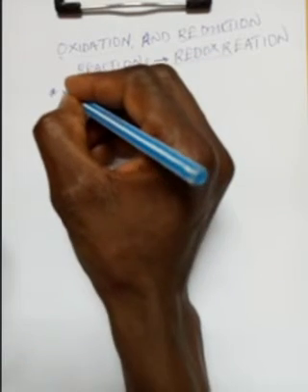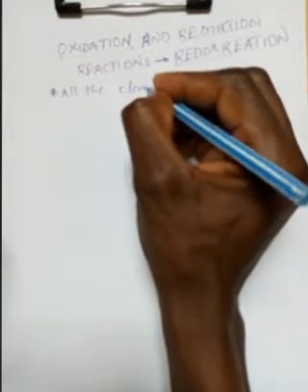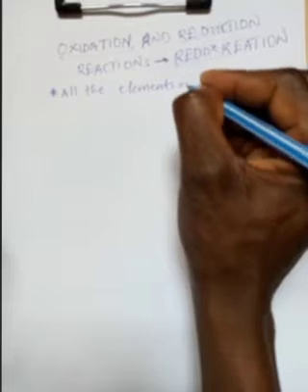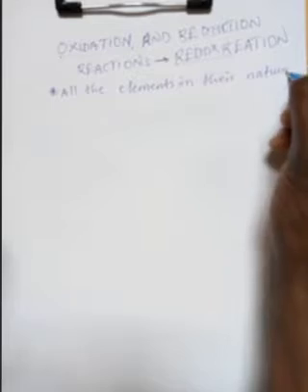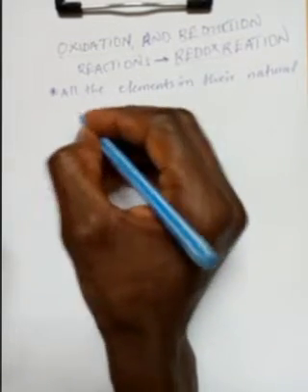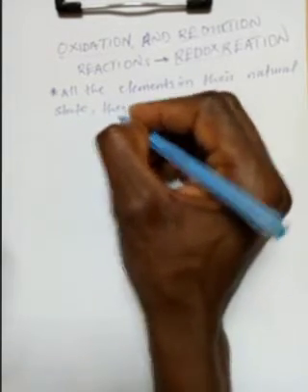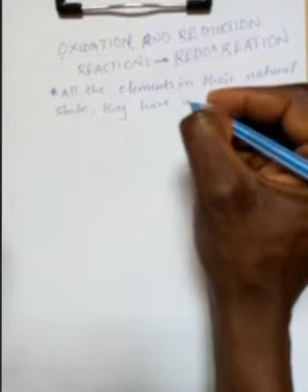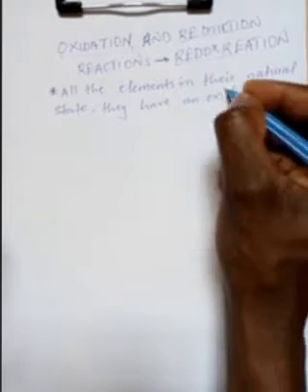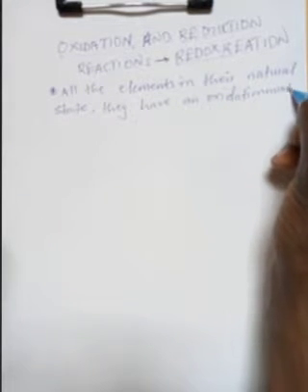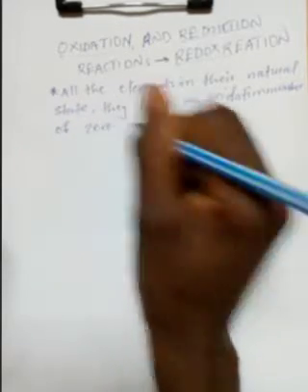Okay, so the first rule: all the elements in their natural state have an oxidation number of 0. What does it mean?